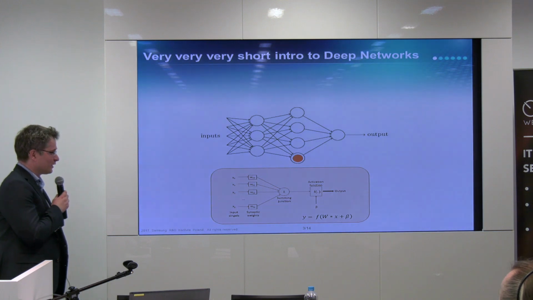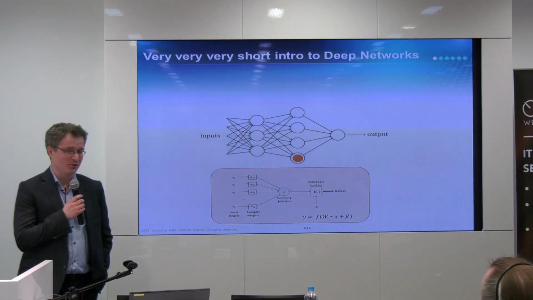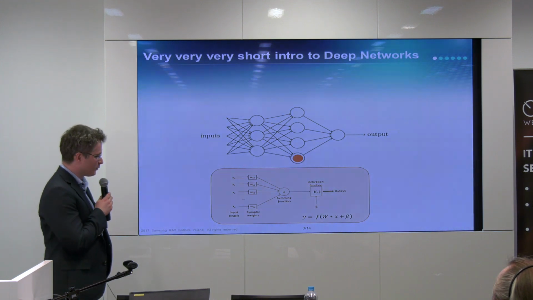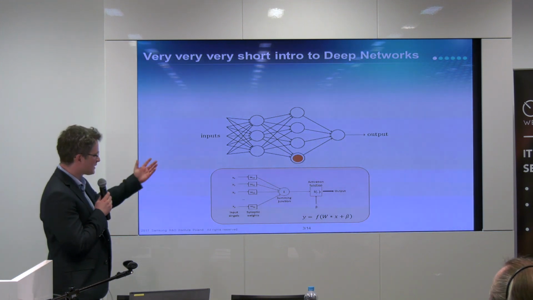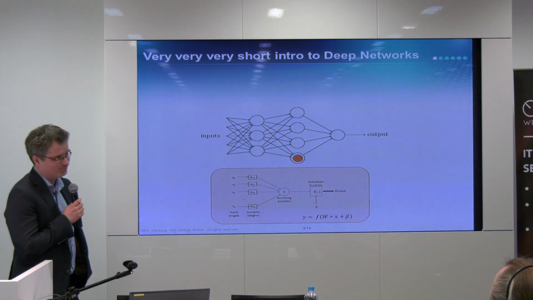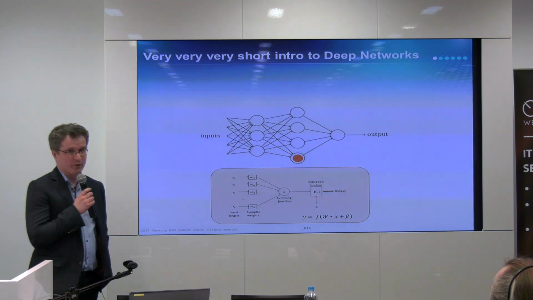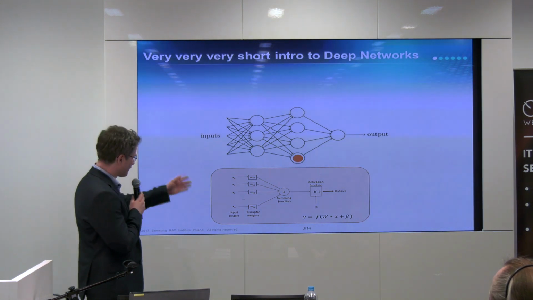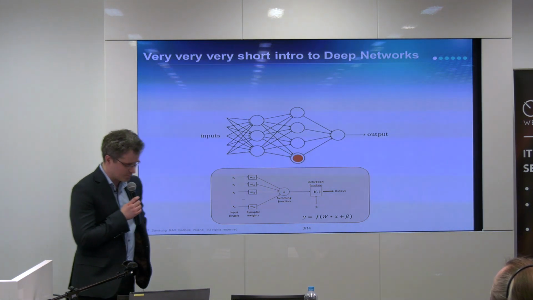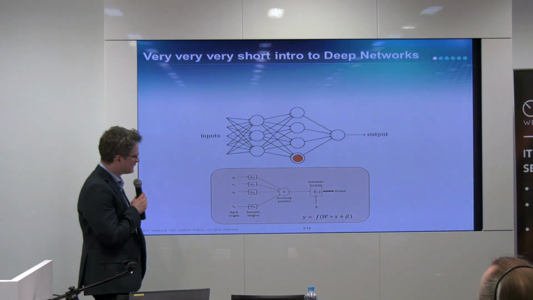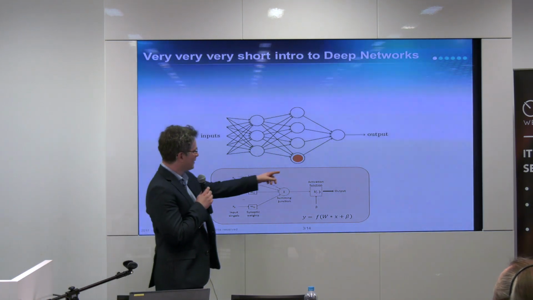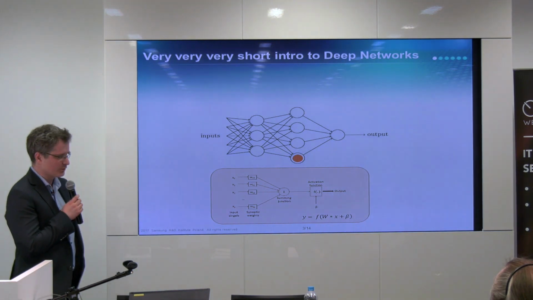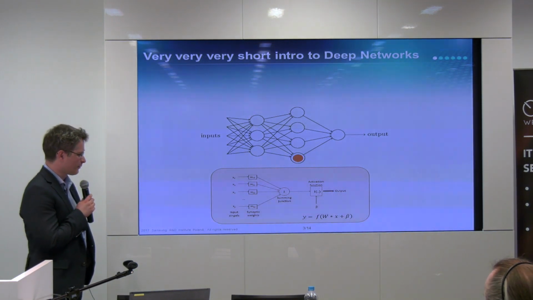A very short introduction to deep networks for those who don't know. So our networks are composed of layers. We have input, we have output. The input, for example, is an image. Output is information about what we found on the image, and this network is organized by layers. Each layer consists of neurons, and each neuron in the next layer is connected with some or all neurons from the layer which was before.